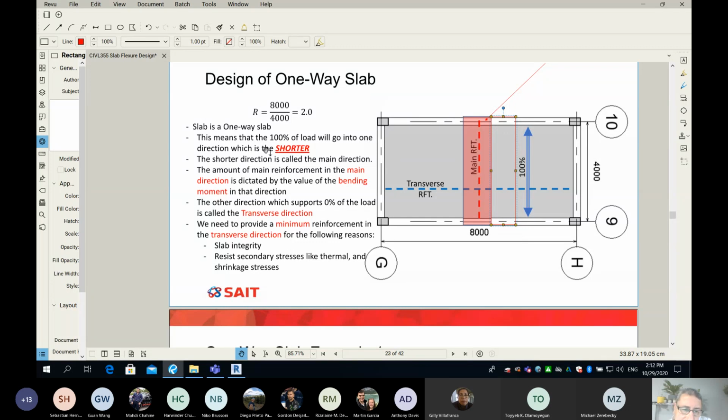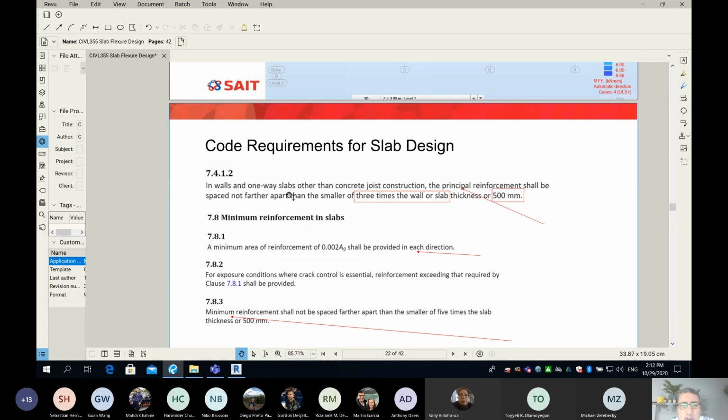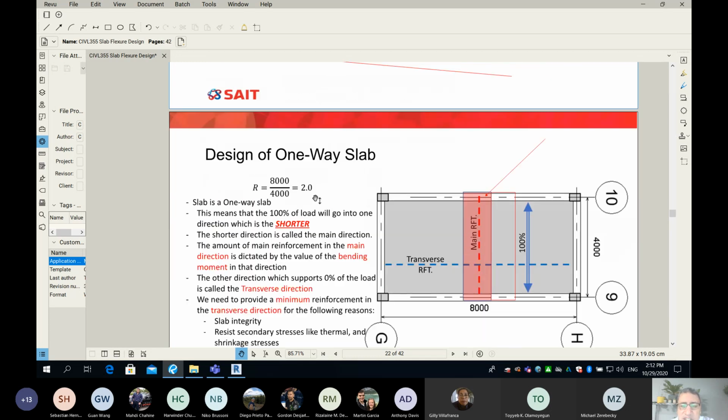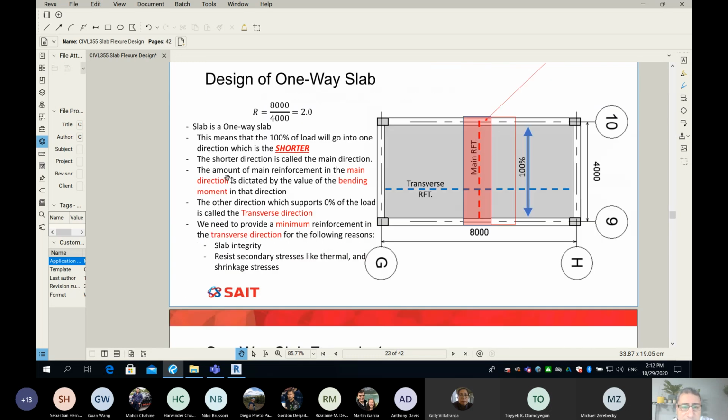Everything is written here on the left. I said the shorter direction is called the main direction or principal. Probably I have to change my writing to match the code because the code is referring here to principal. So the principal reinforcement of the principal direction will simply carry the bending moment because 100% of the load is going into this and 0% of the load going here. 100 and 0. And that's why it's called one way.